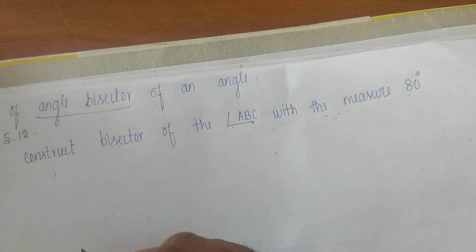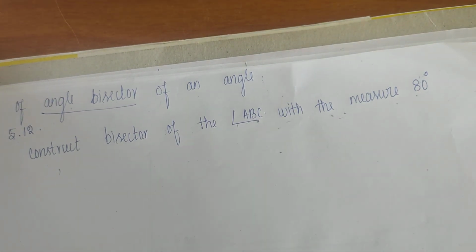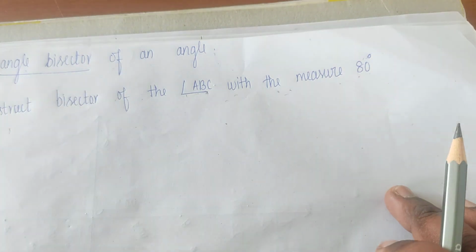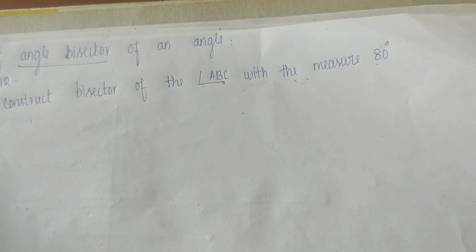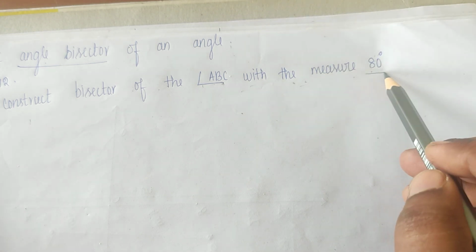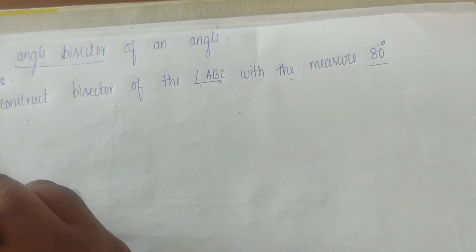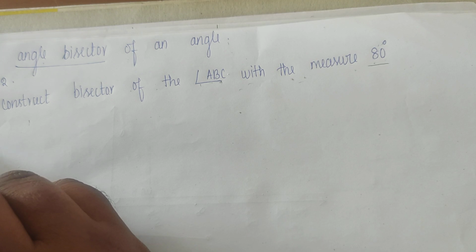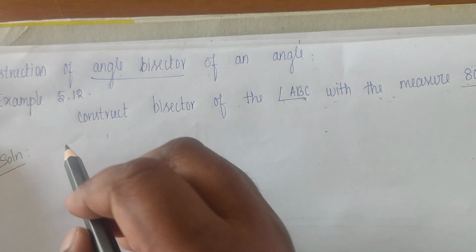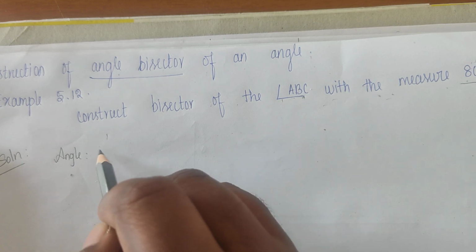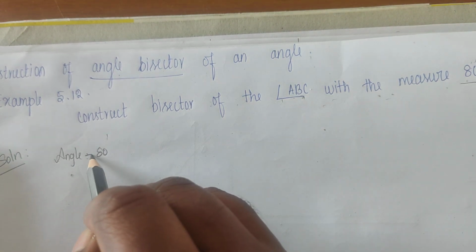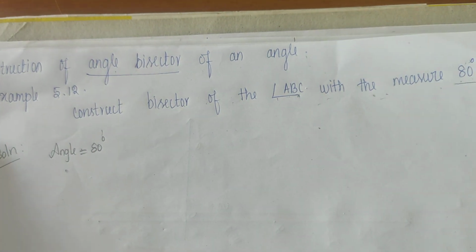Okay, so first, what is given? 80 degree. What is given? Angle 80 degree. Okay.